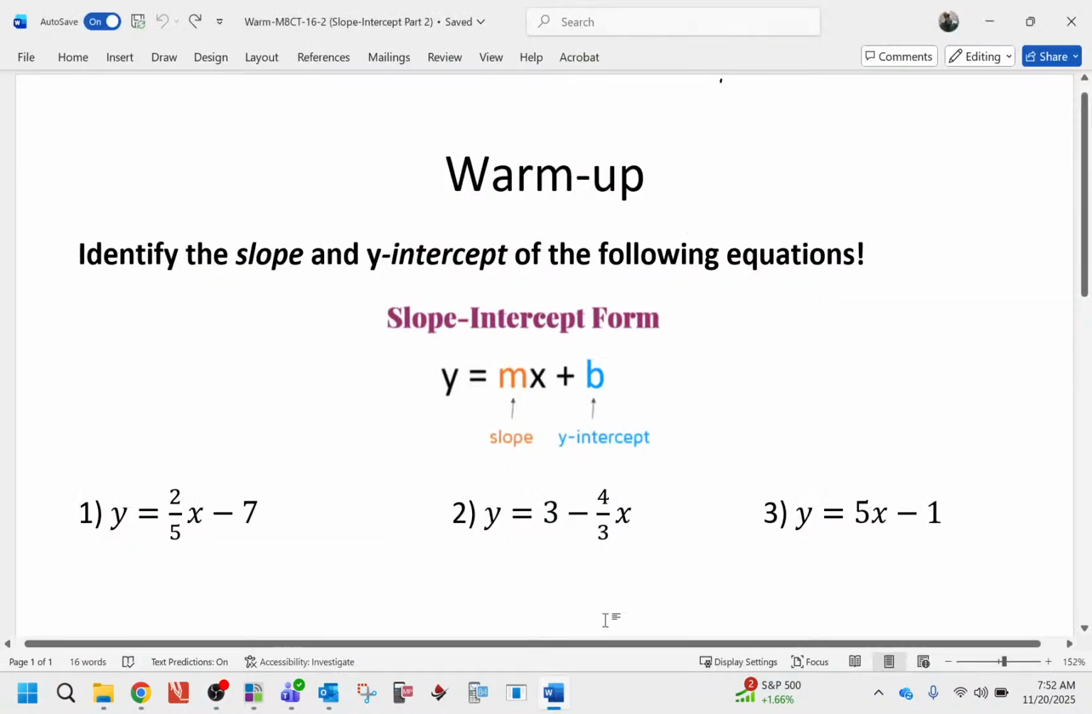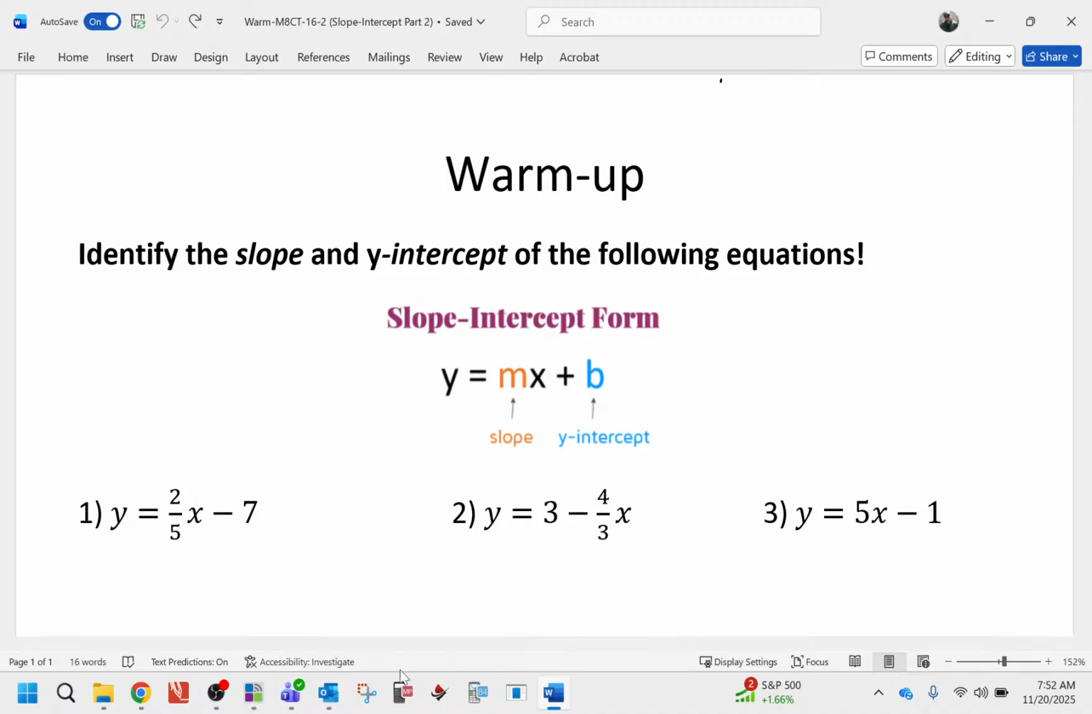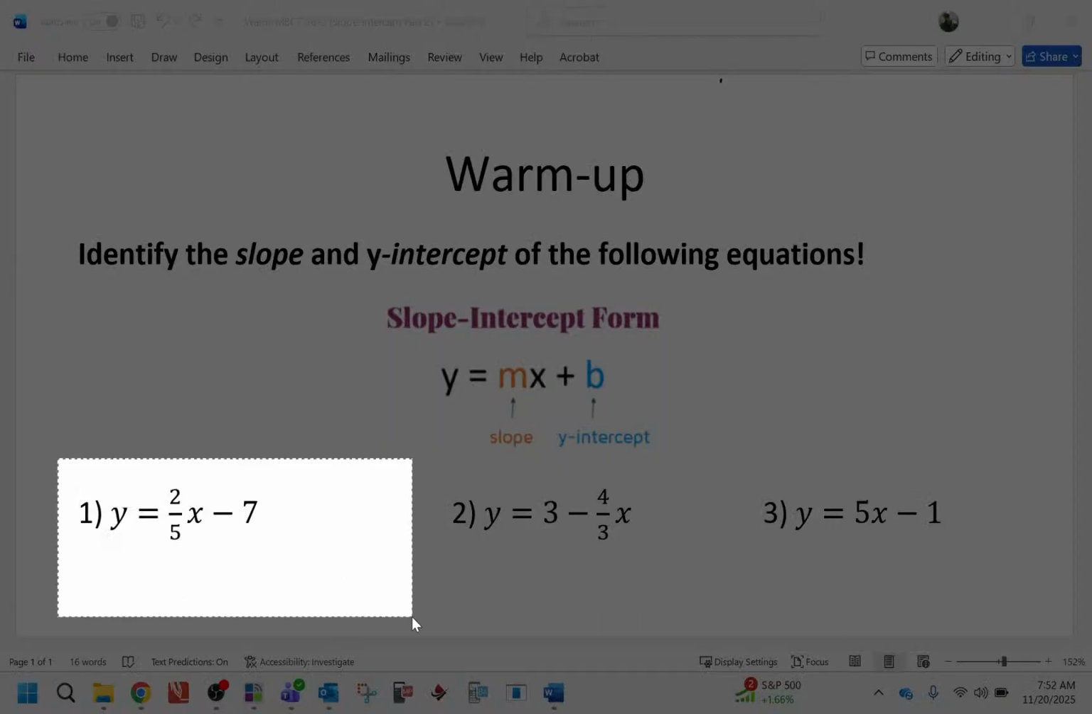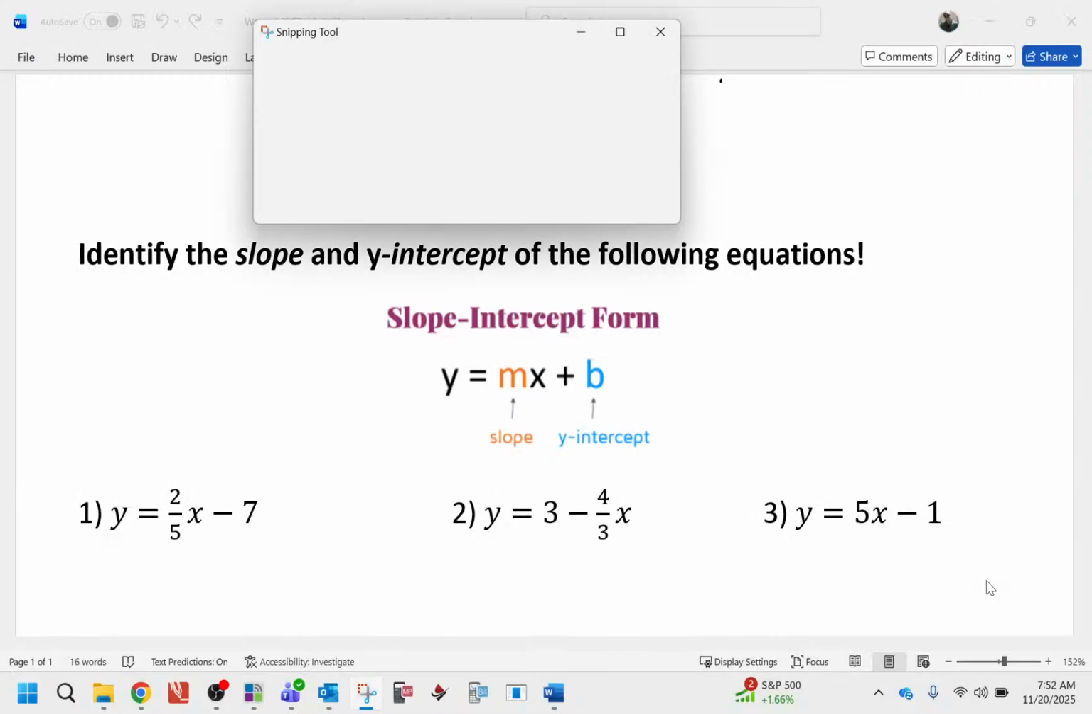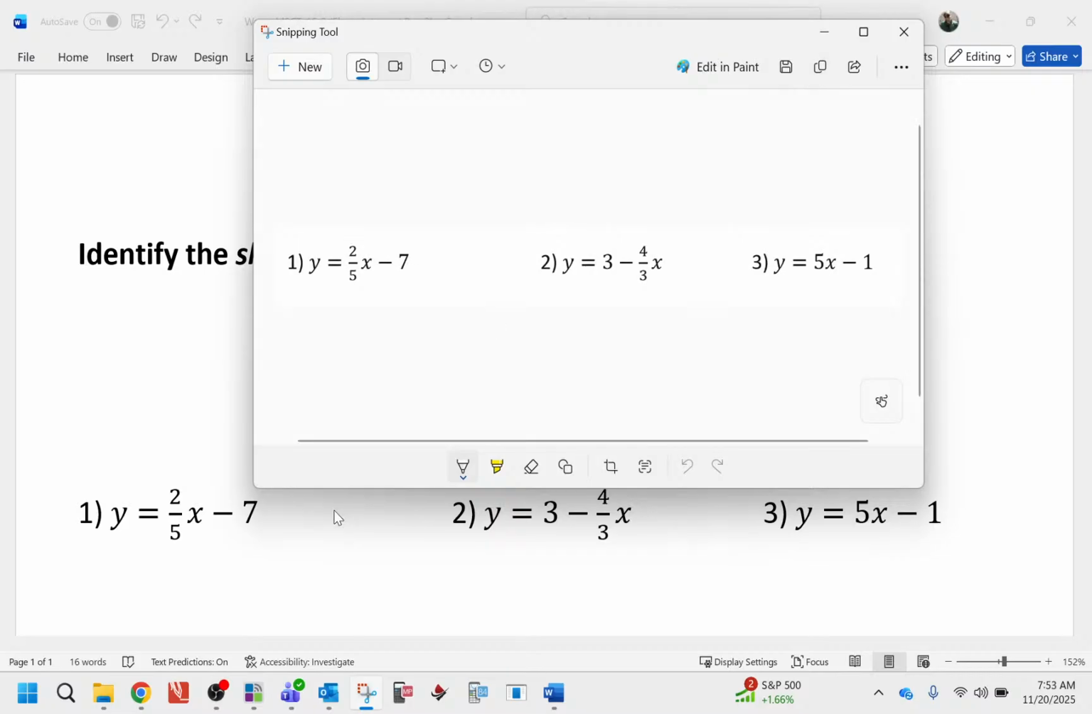There's your warm-up. Identify the slope and the y-intercept of the following equations. There they are. Let's see what you guys can do. You don't want to pause the video because we are ready to get this conversation going. Okay, those of you who are here, come on up in 5, 4, 3, 2, 1.